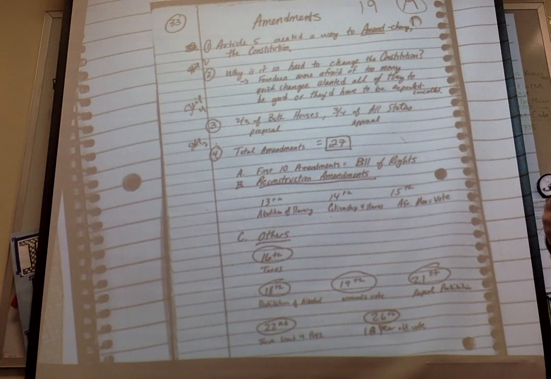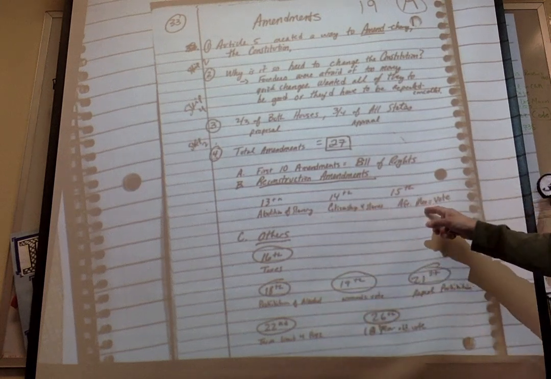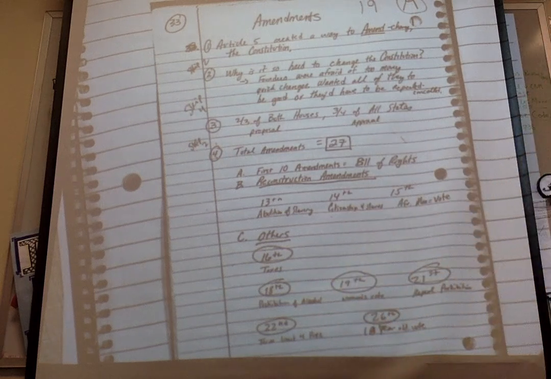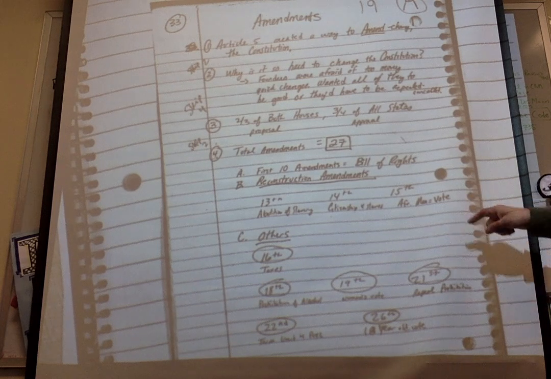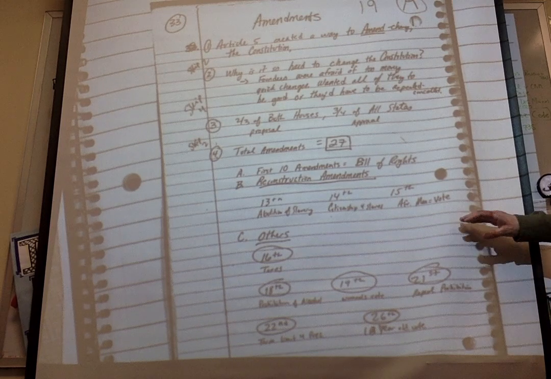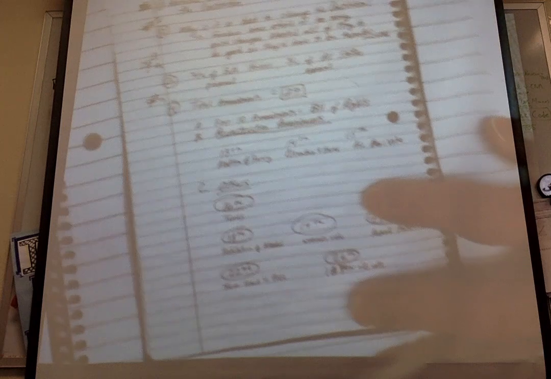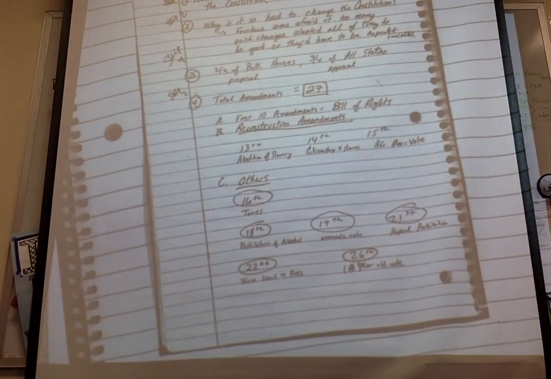There are Reconstruction amendments, which are the 13th, 14th, and 15th Amendments. They all deal with slavery. The 13th is about slavery being abolished, so ending slavery. The 14th deals with citizenship for slaves to be considered citizens. And the 15th Amendment deals with African American men being able to vote. Other important ones, they're all important, but these are ones that are pretty significant.